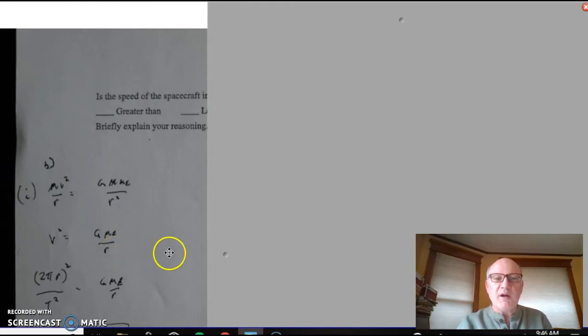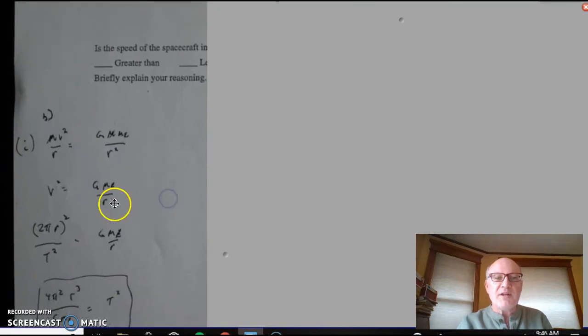So far so good, but the question asks for solving for the period. So here's the second recognition you need to make. The first recognition is that the centripetal force can be set equal to the gravitational force, and you can get to this place here. The second recognition is that the velocity does involve the period, right? The time around the circle is the circumference of that circle. So 2 pi r over t would be the velocity. 2 pi r is the distance, t would be the time.